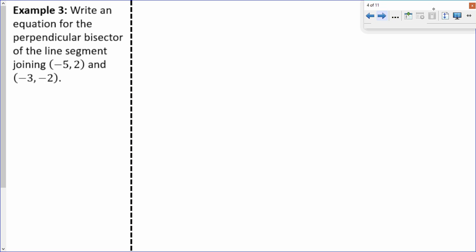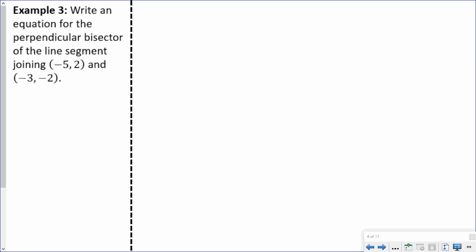All right, example 3. Write an equation for the perpendicular bisector of the line segment joining -5, 2 and -3, -2. Okay, so perpendicular bisector, I'm going to break down the word. What does bisector sound like it does? The bisector is going to cut it in half. And then perpendicular means it intersects to form a right angle. So this would be an example.